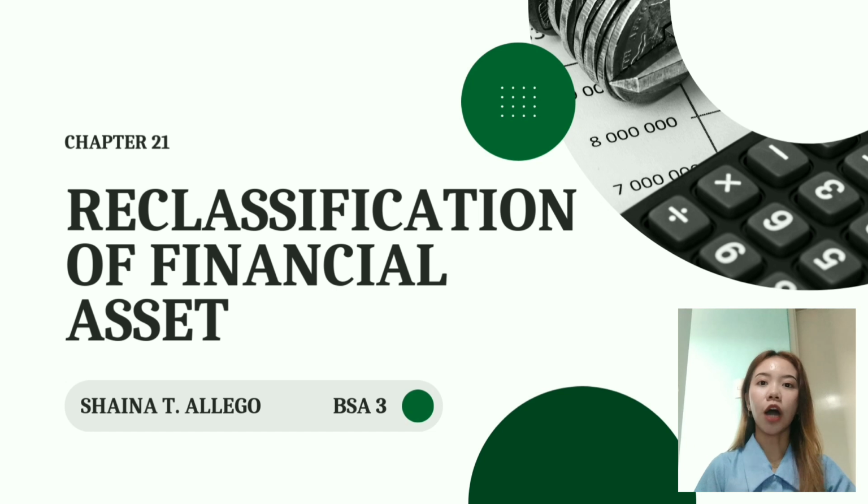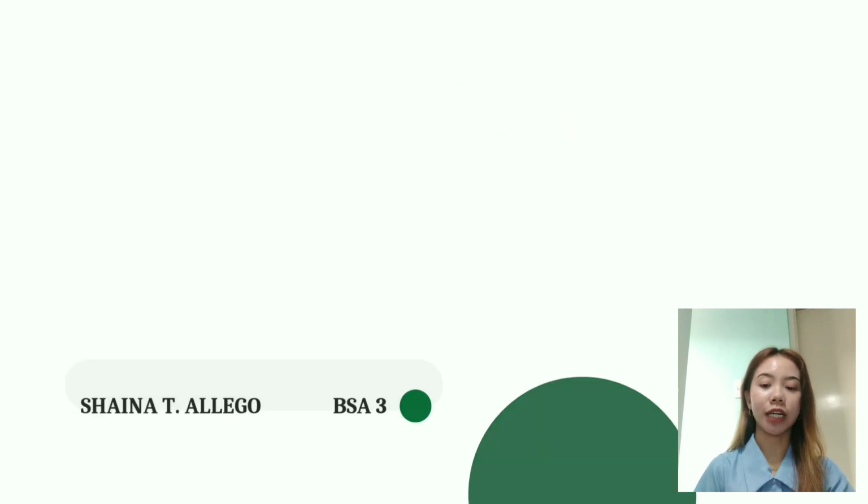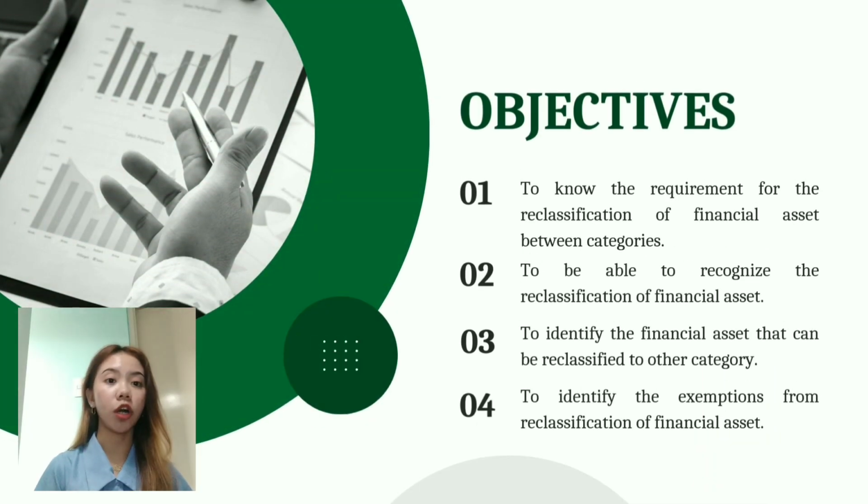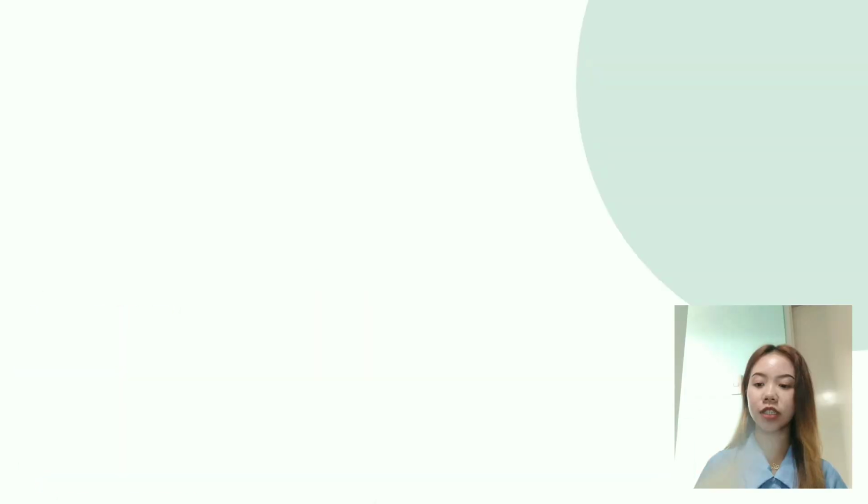So, our discussion for today has four key objectives. First is to know the requirement for the reclassification of financial asset between categories. Second is to be able to recognize the reclassification of financial asset. Third is to identify the financial asset that can be reclassified to other category. Then last is to identify the exemptions from reclassification of financial assets. Now let's dive deeper into these concepts.